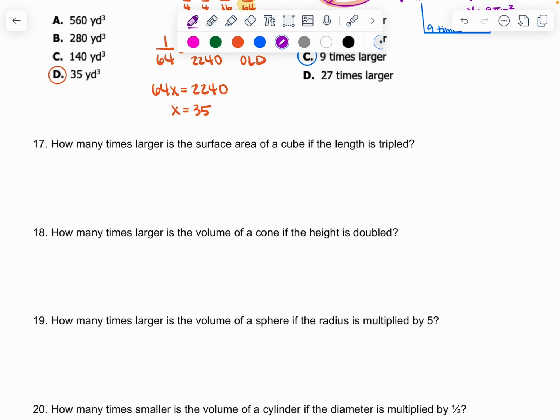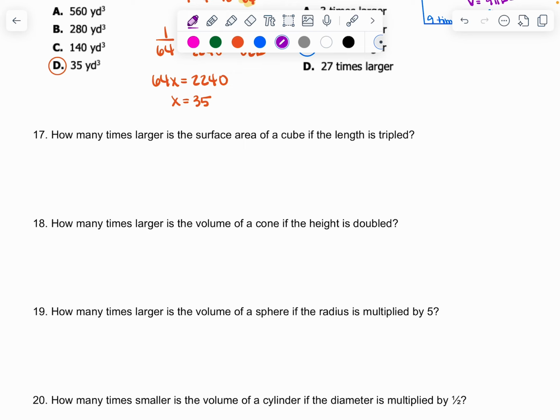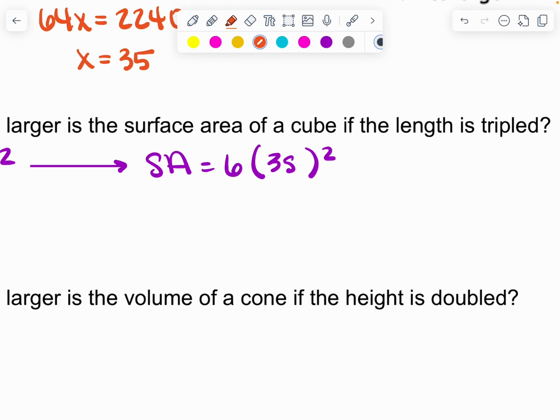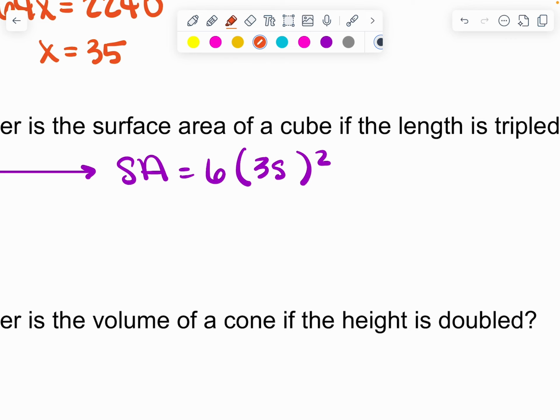All right, 17, kind of more of the same, just without multiple choice here. How many times larger is the surface area of a cube if the length is tripled? Now, cubes are like spheres. All cubes are similar because there's only one dimension, because it's just side length. So this is the one surface area formula that we like that doesn't have a plus sign, because remember the surface area of a cube is 6s squared. So if I manipulate that and the length is tripled, now it's not just s, it's 3s.